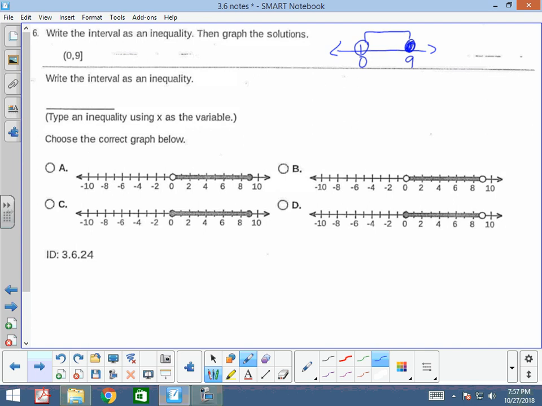When we write it as an inequality, notice it says use x as a variable. Since the shading is between 0 and 9, then x is between 0 and 9. Notice I put the less than symbol here because x is actually greater than 0. If you read it backwards, 0 is less than x, which is less than or equal to 9, because the 9 is filled in. It's included. I started off with the graph, which makes it easier for me to see. I want 0 to be circled but not filled in, 9 to be filled in, and the shading to be between. So that would be choice A.